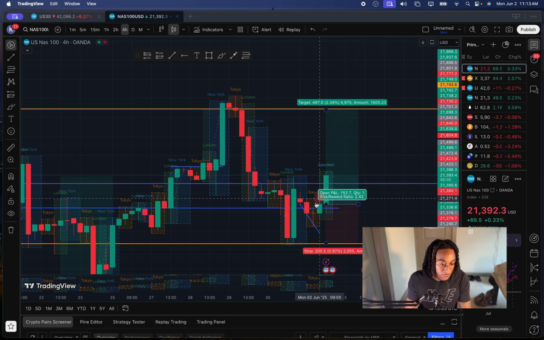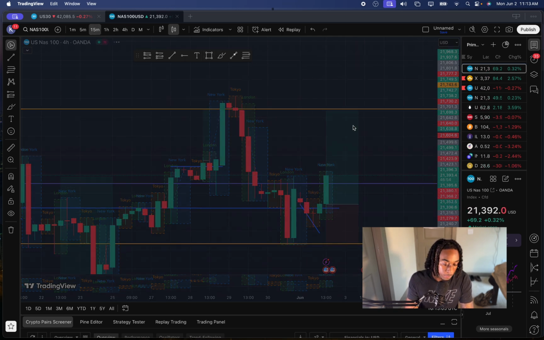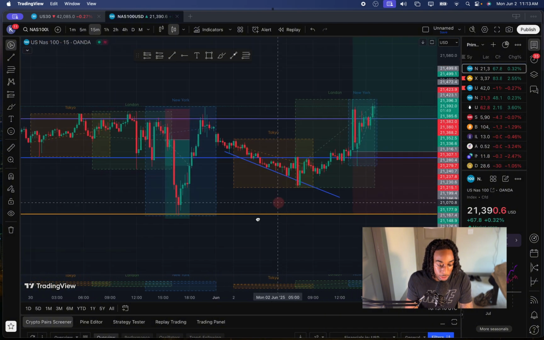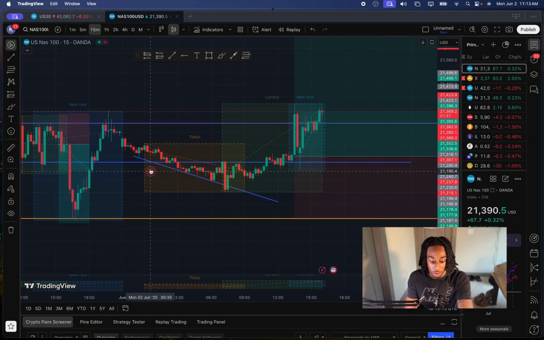So with that 4-hour confirmation there, I go back to the 15-minute scale, and then that's when you're going to see it's going to be basically another diagonal line here. This is another diagonal cycle. I was thinking about taking this one right here, but I didn't take that one.